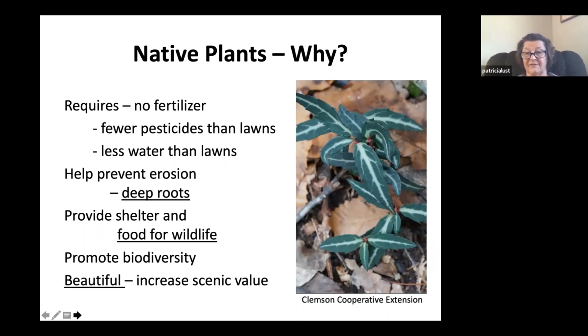The picture that I've imported here for this slide is called the spotted wintergreen or the striped wintergreen. In the spring, it puts up a wonderful white little flower that makes a great berry. This particular photograph I chose was just the leaves because I think the leaves are just beautiful.